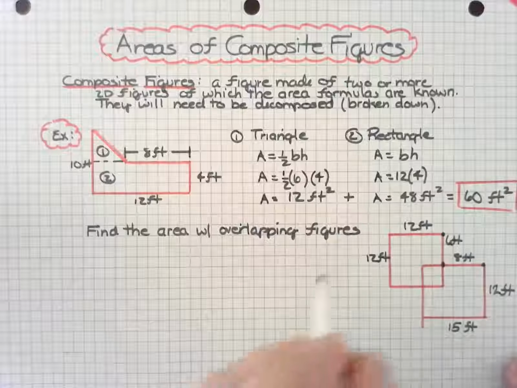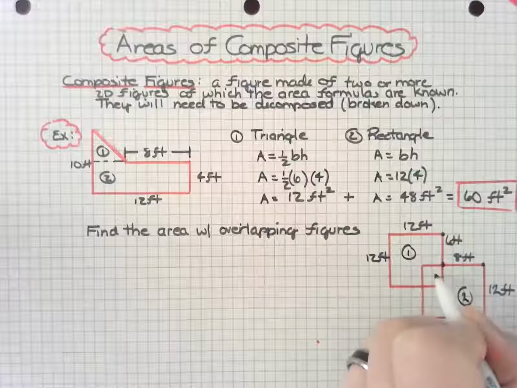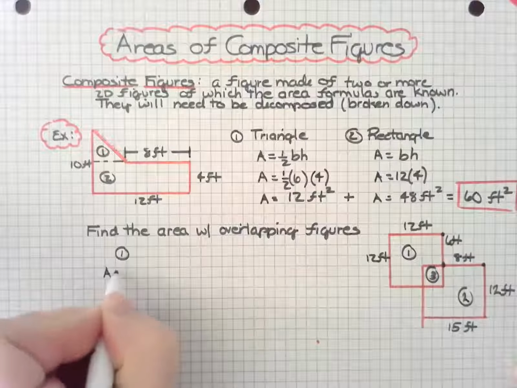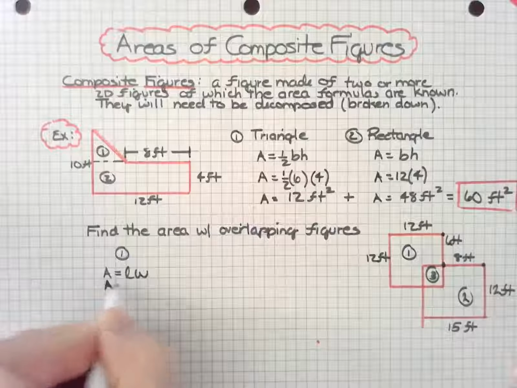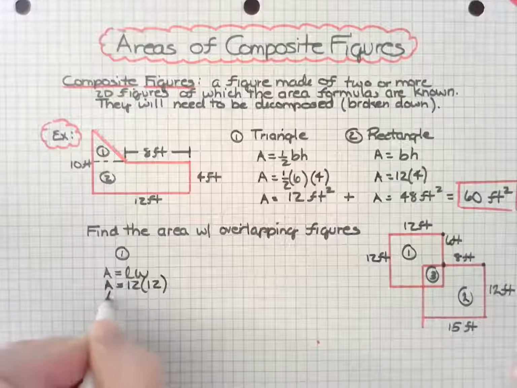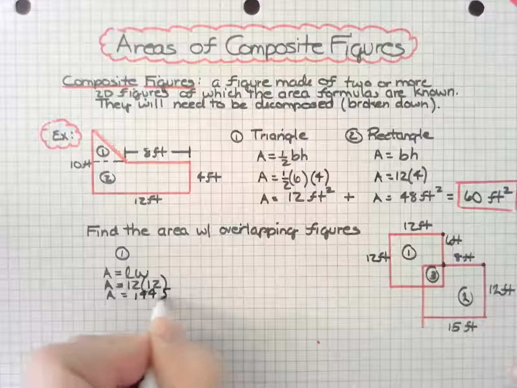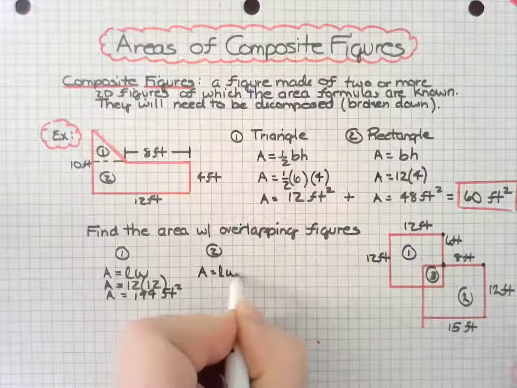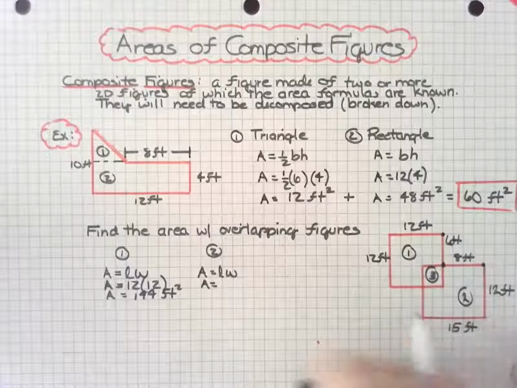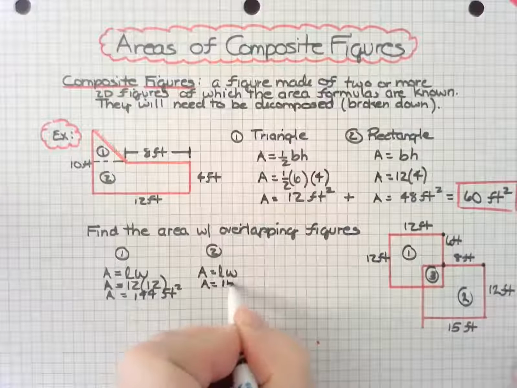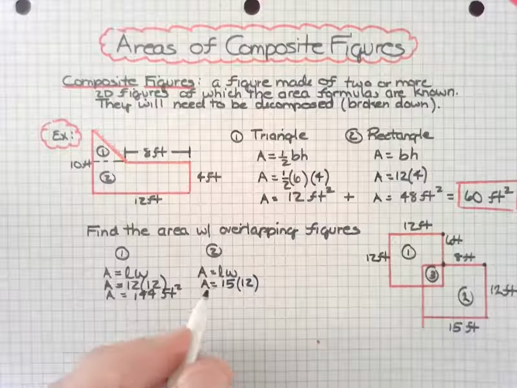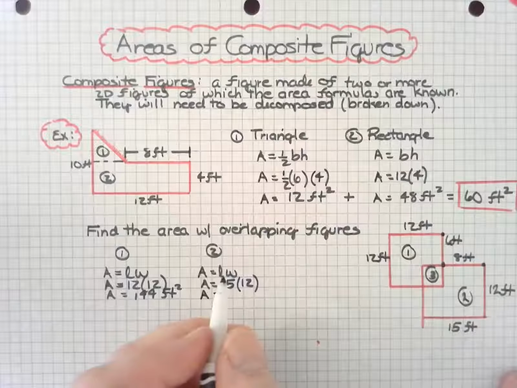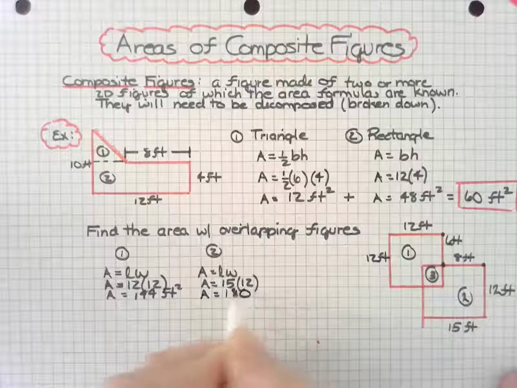So I have a total of 1, 2, and then 3 pieces. So area number 1 is easy enough. It's a square. Area equals length times width. So area is equal to 12 times 12. And area is equal to 144 feet squared. Area of 2, area is equal to length times width. Area is equal to 15 times 12. And then the area is equal to 180 feet squared.